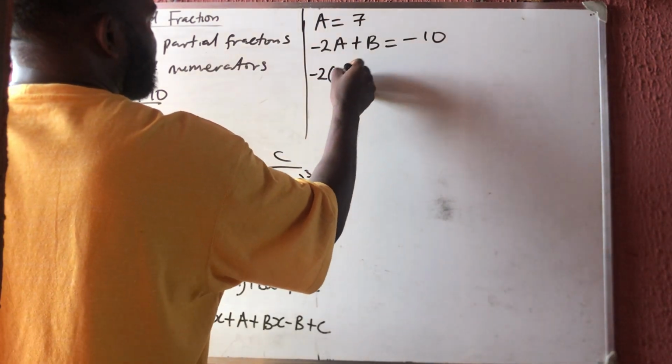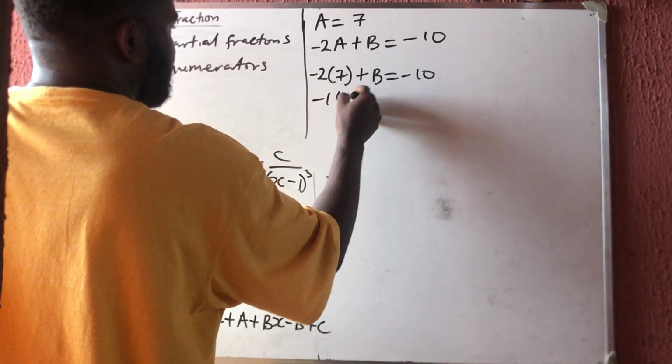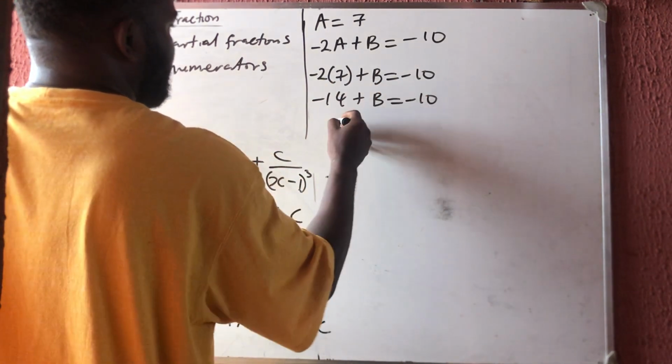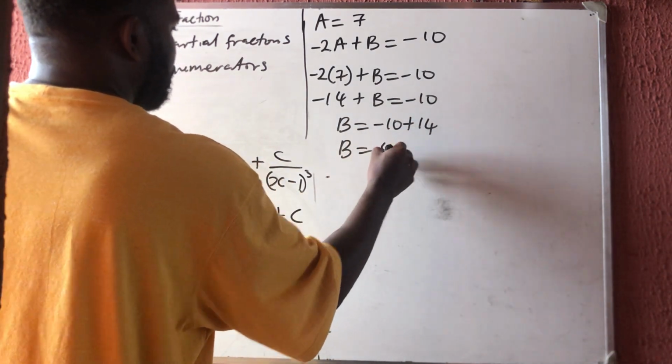So minus 2 into 7 plus b is equal to minus 10. So minus 14 plus b is equal to minus 10. My b will now be minus 10 plus 14. So my b is equal to 4.